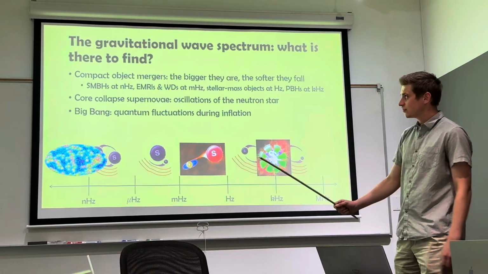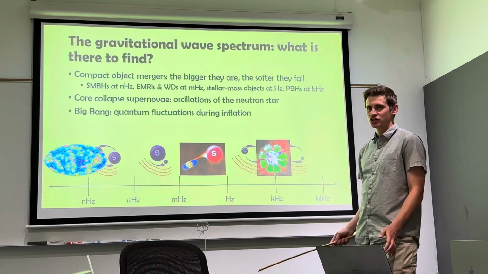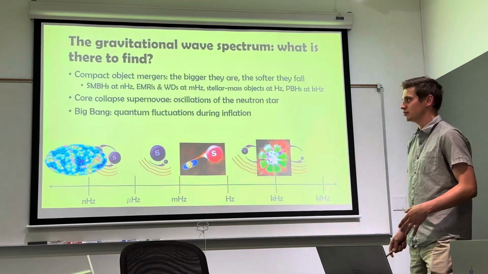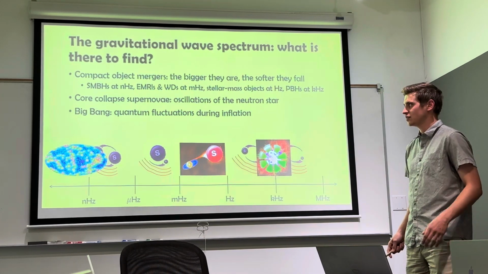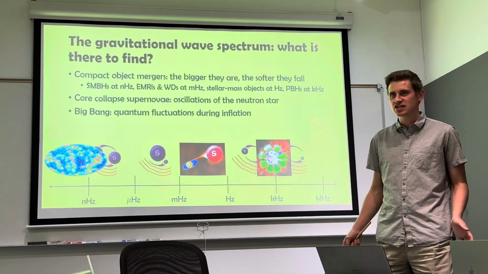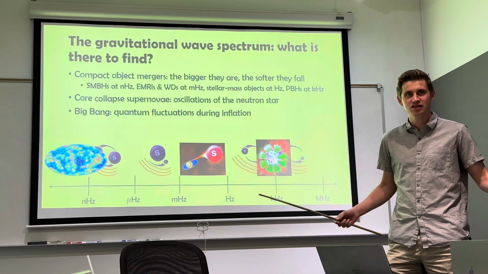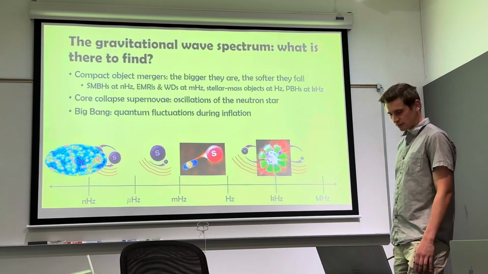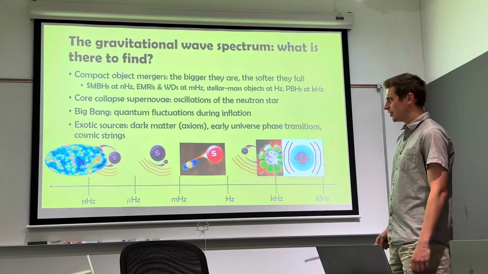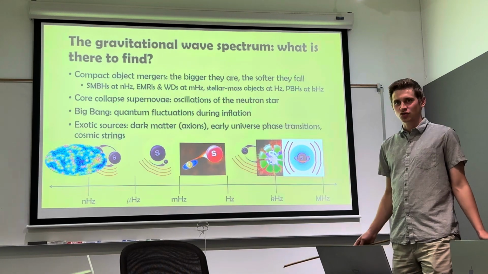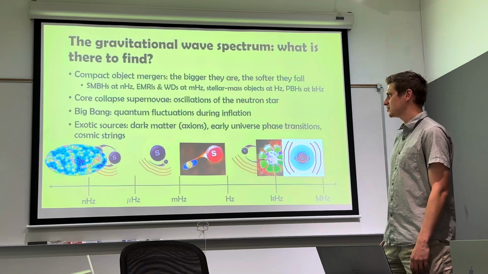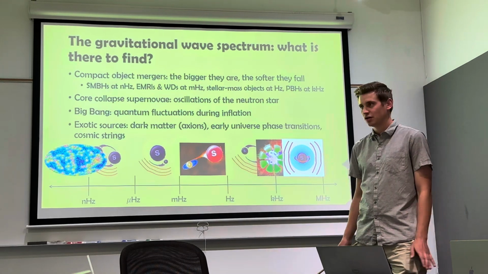At very low frequencies, quantum fluctuations during the Big Bang could produce gravitational waves with frequencies of 10 to the minus 17 hertz, since they've been redshifted to today. And finally, there's a number of exotic sources for gravitational waves that are somewhat hypothetical at this point.